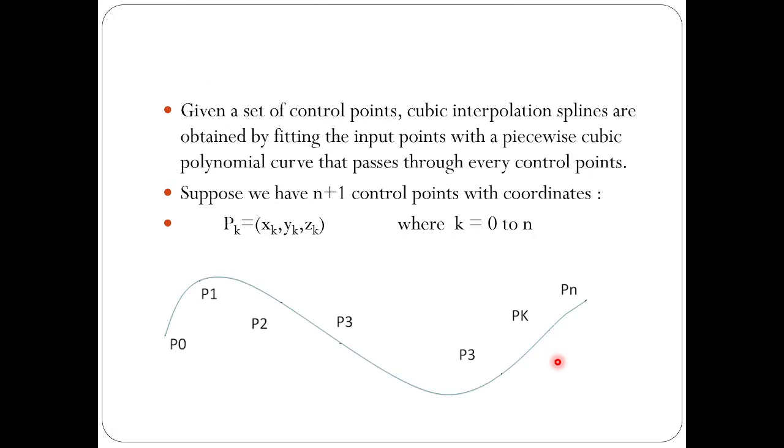Given a set of control points, cubic interpolation splines are obtained by fitting the input points with a piecewise cubic polynomial curve that passes through every control point. Suppose we have n + 1 control points with coordinates pk = (xk, yk, zk), where k = 0 to n. That is p0, p1, p2, p3, pk, pn. Okay, so likewise we have to draw.